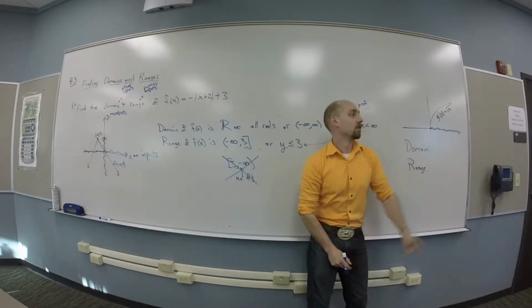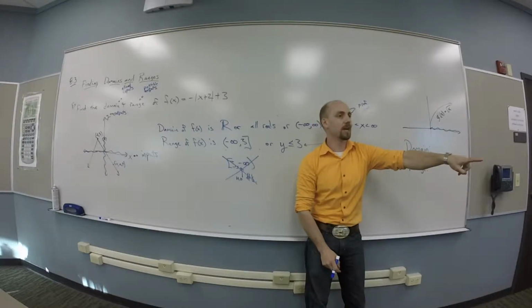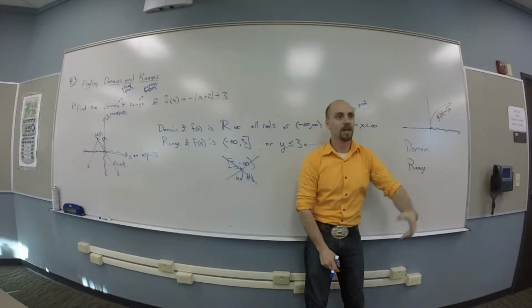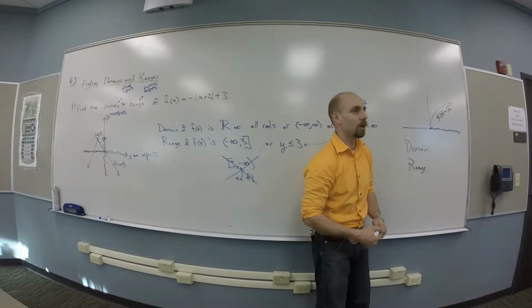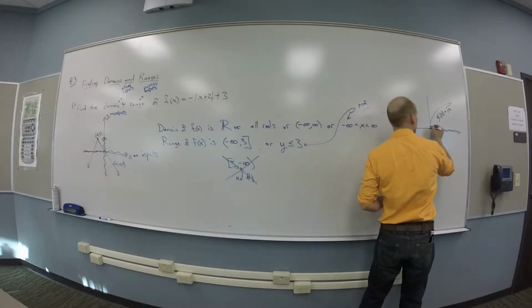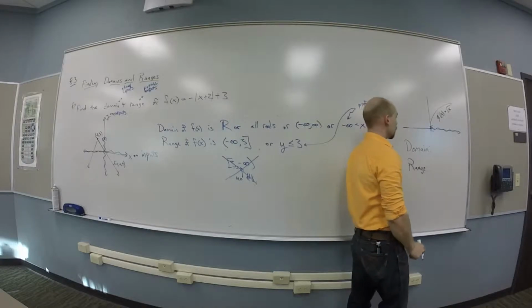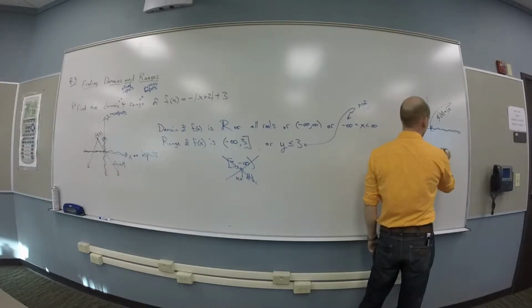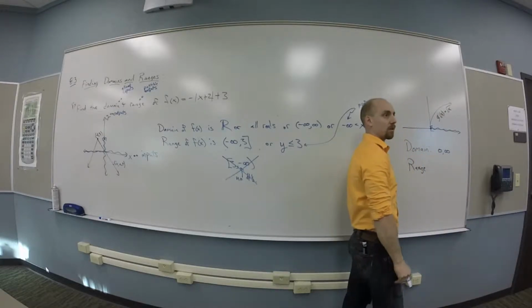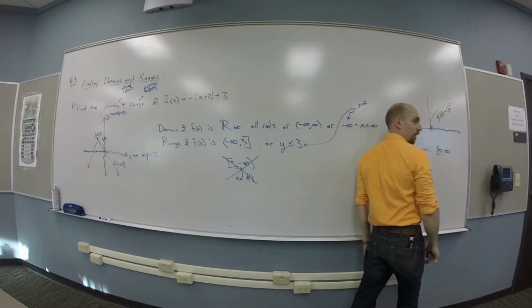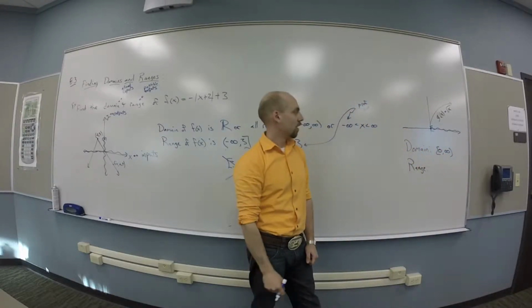0 is a point, right? So 0 is included, because 0 is a valid input for the square root function. I know what the square root of 0 is, it's 0. You guys see that? Okay, so my domain is going to be 0 to infinity with what kind of brackets? Closed on the 0 and then parentheses, open on the infinity. How about the range?